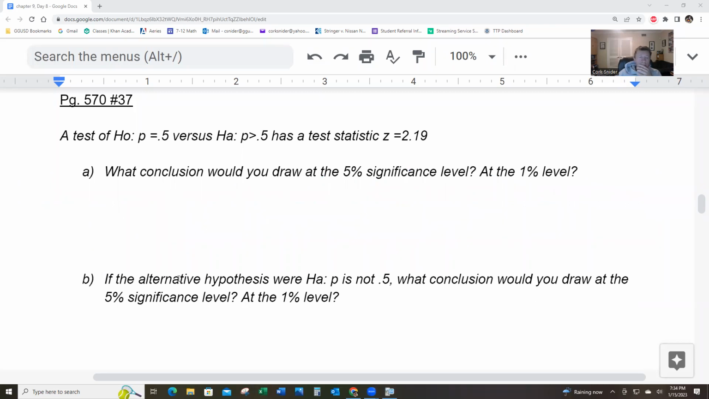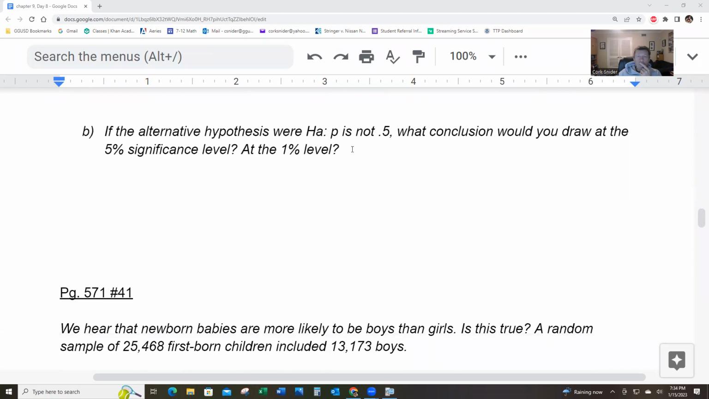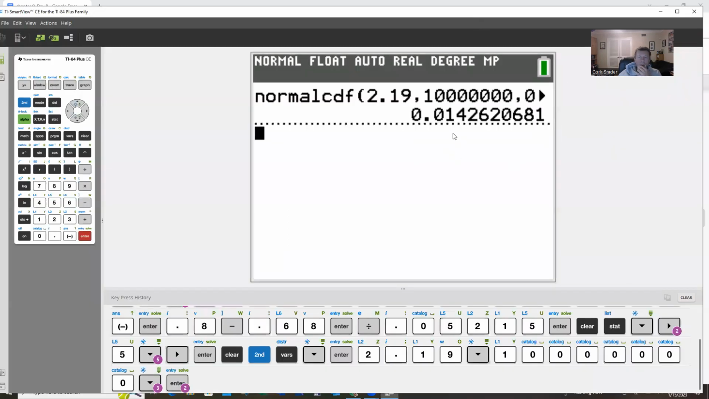All right, now part B says if the alternative hypothesis was P is not 0.5, and I'll write that out how you would probably see it. It would be not equal to 0.5. What conclusion would you draw at the 5% level? All right, pretty cool. So let's bring back in the calculation we just got done doing, okay? There's that calculation, 0.0143, okay? Now, remember, we did a one-sided test, and let me draw this out for you. Make sure you got this correct.